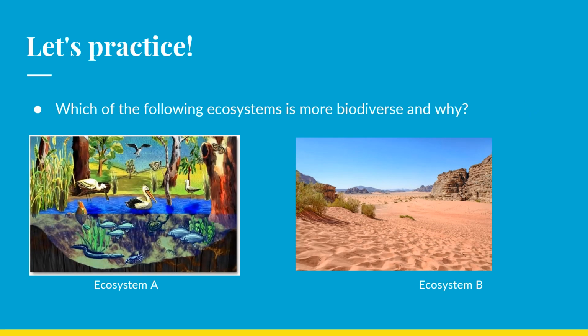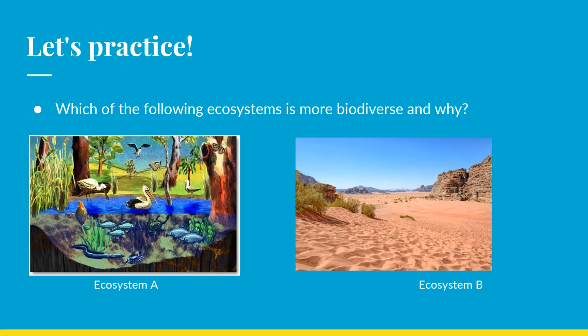So if we look at these habitats, we'll do a little bit of a practice. Which of the following ecosystems is more biodiverse and why? So we have ecosystem A, we have ecosystem B. So as you can probably guess and probably tell, ecosystem A has a lot more biodiversity. We can see lots of different types of birds. We can see that there's different types of fish. There's lots of different plants around. So lots of different types of life here. There's even a little butterfly for an insect.